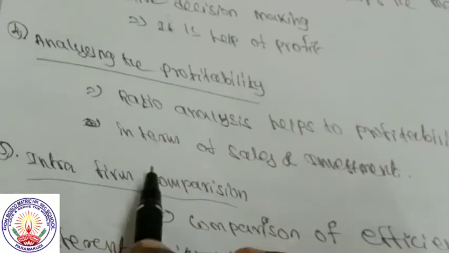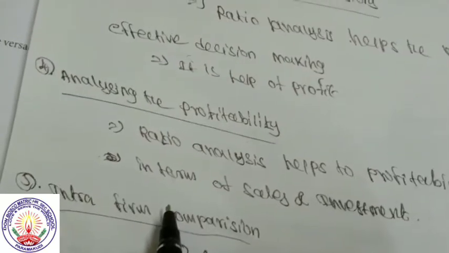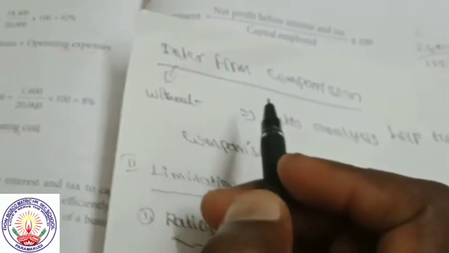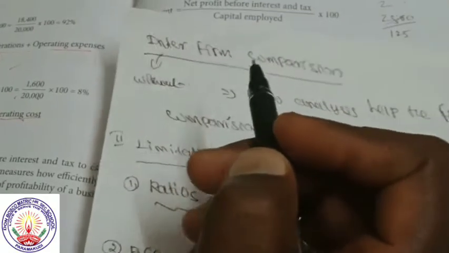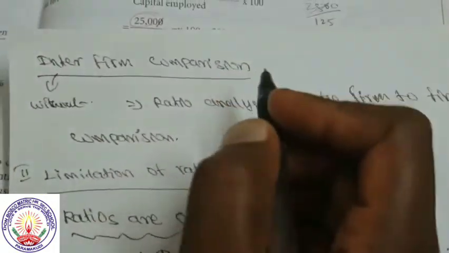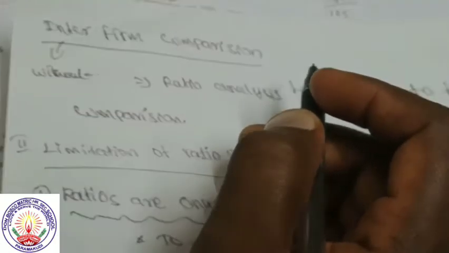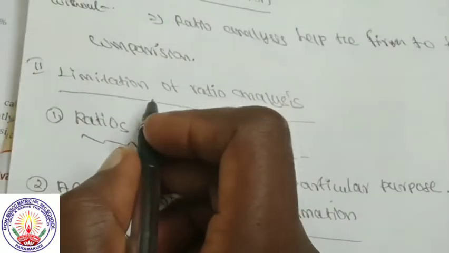Fifth point, intra-firm comparison within the organization: comparing one department to another department in the same company. Last point, inter-firm comparison: comparing one company to another company with the help of ratio analysis. These are the important advantages. Now what are the limitations? Limitation means demerits, the disadvantages of ratio analysis.